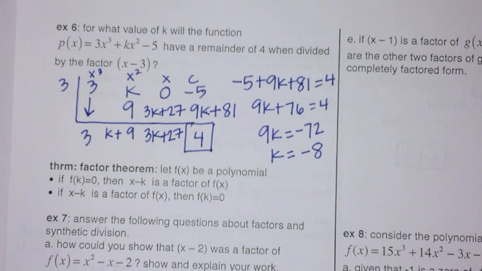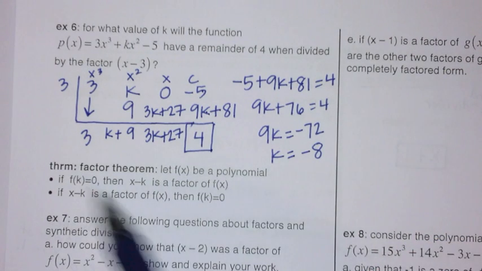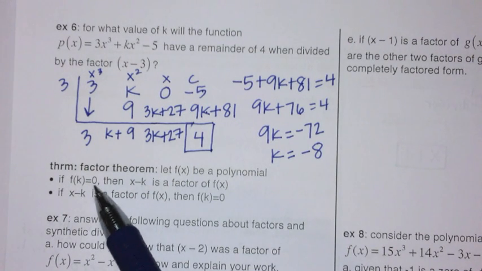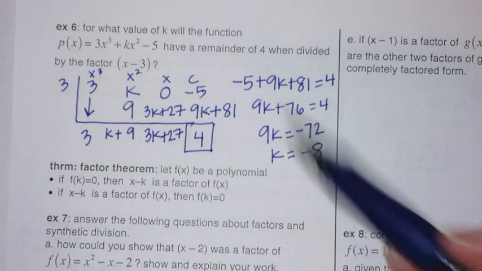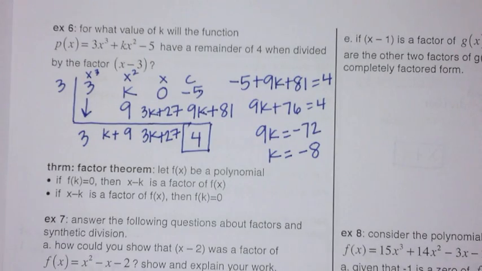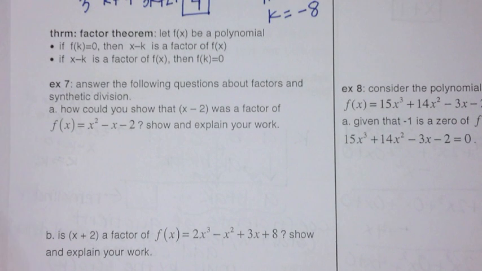Okay, so we've already talked about the factor theorem as well, that if when you plug in your value you get 0, then it's a factor. Another way of saying that is if you have a remainder of 0, then it factors, it divides evenly. So here are some pre-AP type questions. Answer the following questions about factors and synthetic division. How could you show that x minus 2 was a factor of this? Show and explain your work.